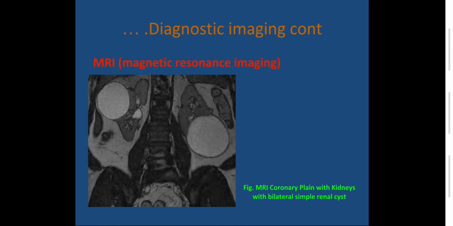MRI has a role in the evaluation of genitourinary disorders. It is used for evaluation of tumors, for example, tumor of the pelvis and the kidneys, especially if there is invasion or metastasis to vascular structures such as the aorta, the inferior vena cava, or renal vasculature.